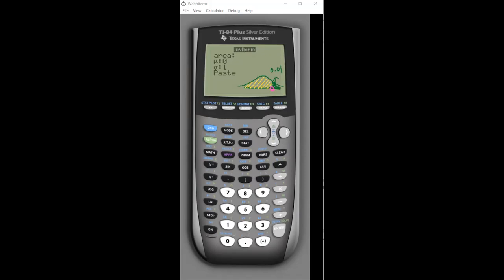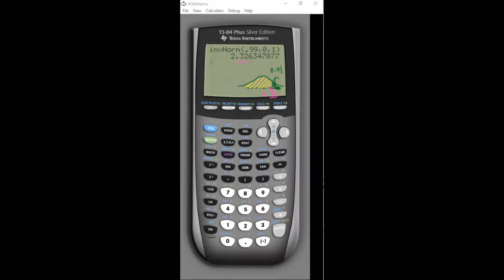So what is my area here? I need to input 0.99, right? Because this is a standard normal, so it's 0, 1, and let's see what we have here. We got 2.326. So if I round it off, this will be close to 2.33, right? So it's 2.33. That is my critical value.